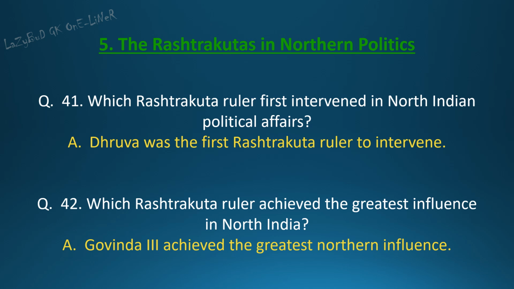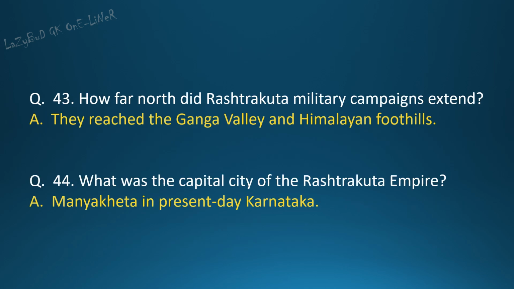Question 42. Which Rashtrakuta ruler achieved the greatest influence in North India? Answer. Govinda III achieved the greatest northern influence. Question 43. How far north did Rashtrakuta military campaigns extend? Answer. They reached the Ganga Valley and Himalayan foothills.